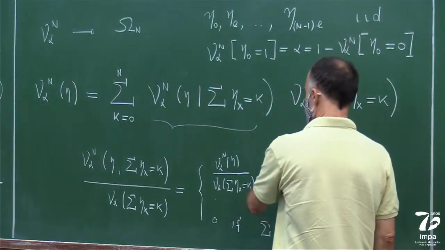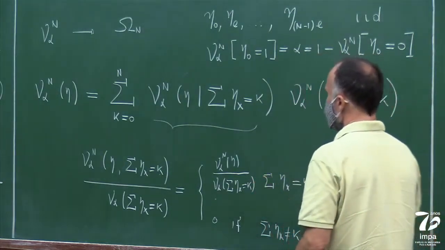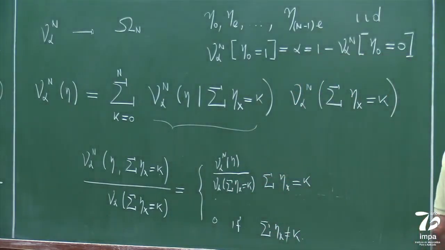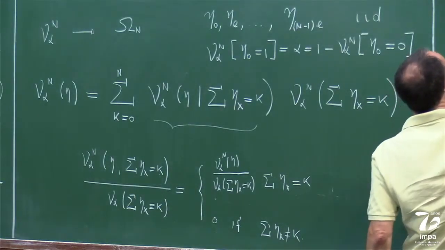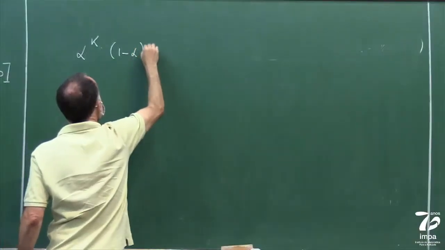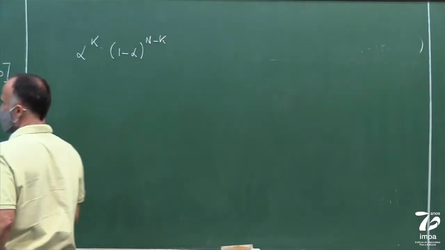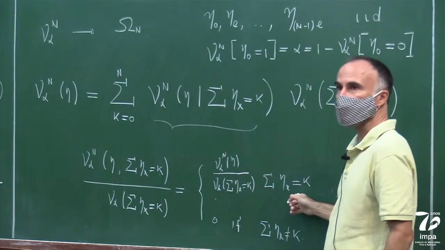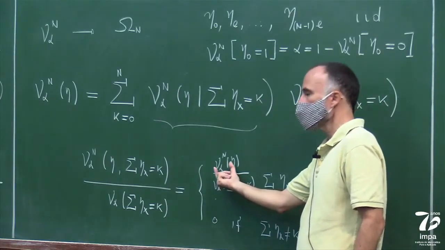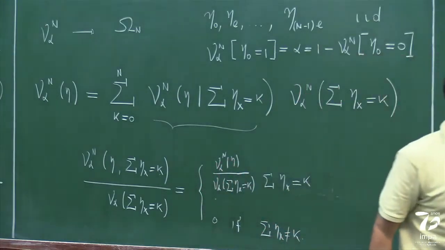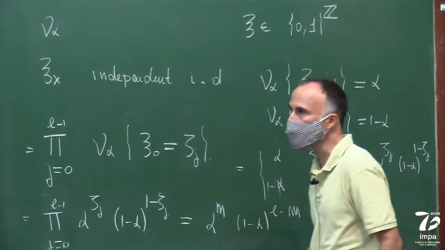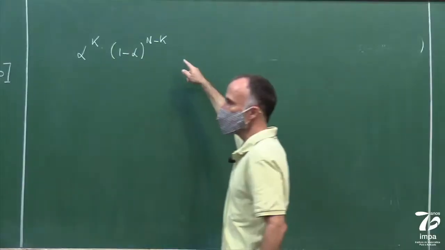Okay, so now let me compute this ratio. Well, here I computed already. I computed it over there. So this is alpha to the k, 1 minus alpha to the n minus k. Right? I've seen that. Now I know that the total number of particles is k, and I've seen that the probability of one configuration, eta, is just alpha to the total number of particles, 1 minus alpha to the total number of holes. So this is just what I wrote. So this is the numerator.